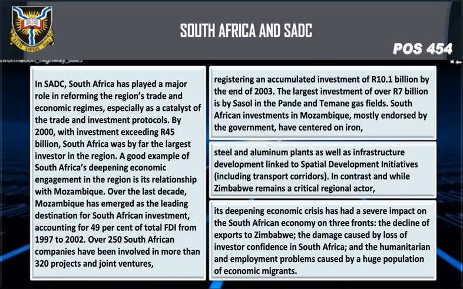In contrast, and while Zimbabwe remains a critical regional actor, its deepening economic crisis has had a severe impact on the South African economy on 3 fronts: the decline of exports to Zimbabwe, the damage caused by loss of investor confidence in South Africa, and the humanitarian and employment problems caused by a huge population of economic migrants.